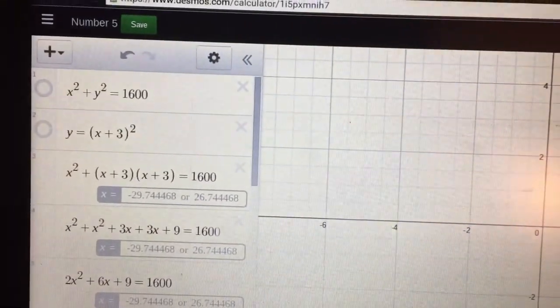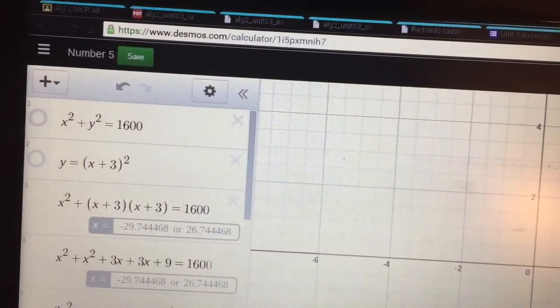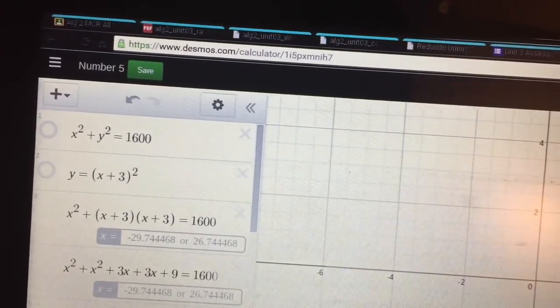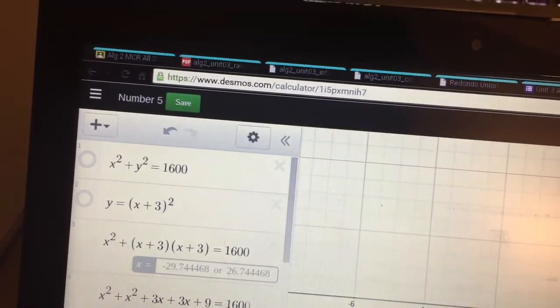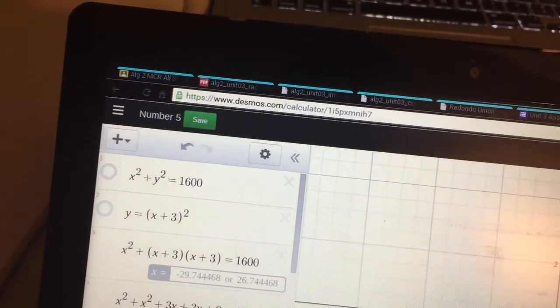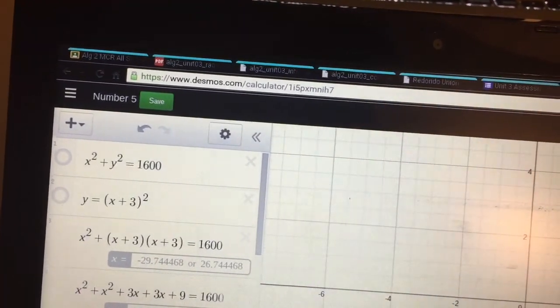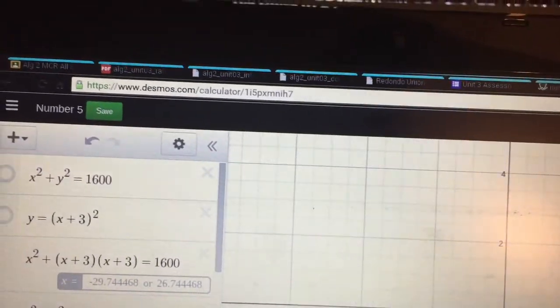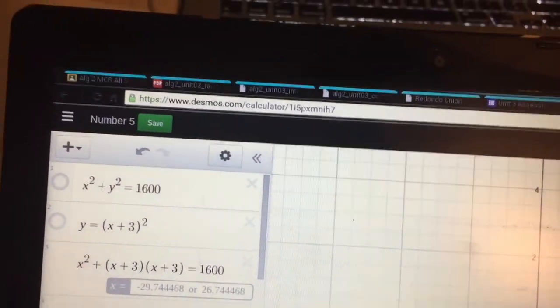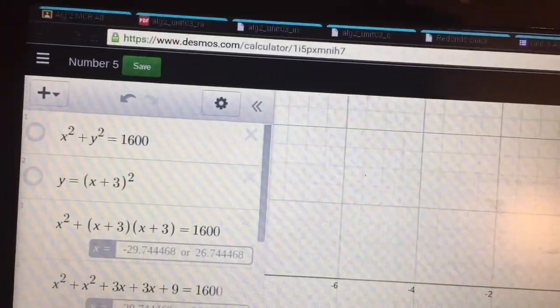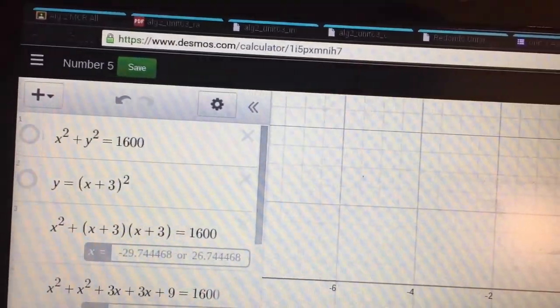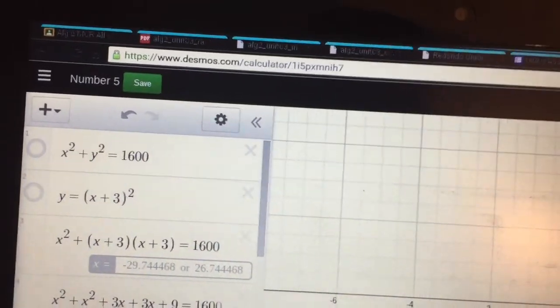We are going to find the range, in miles, of a broadcast signal from a radio tower, which is bounded by a circle given by the equation x squared plus y squared equals 1600. A straight highway can be modeled by the equation y equals x plus 3 squared. For what lengths of the highway are cars able to receive the broadcast signal?